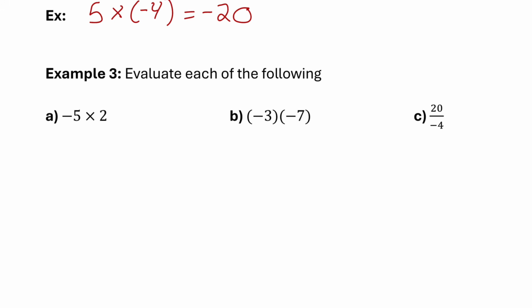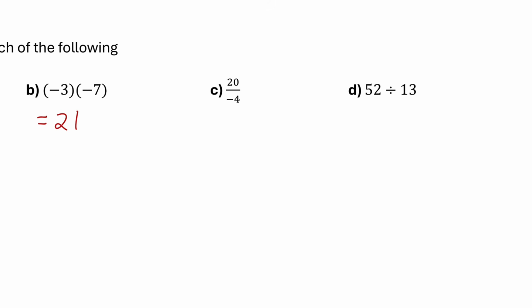3a, -5 times 2. Well, 5 times 2 is 10, but because one of the integers is positive and one of them is negative, I know the result has to be negative. So it becomes -10. Part B, I have -3 times -7. 3 times 7 is 21, and because both of these are negative, if they're both the same sign, the answer is going to be positive. So the answer is positive 21.